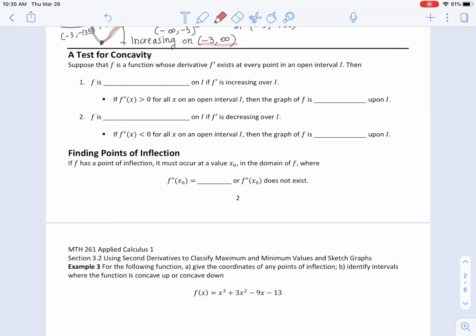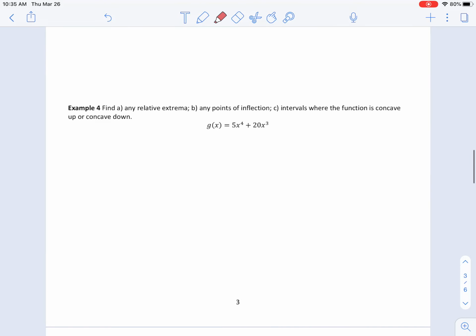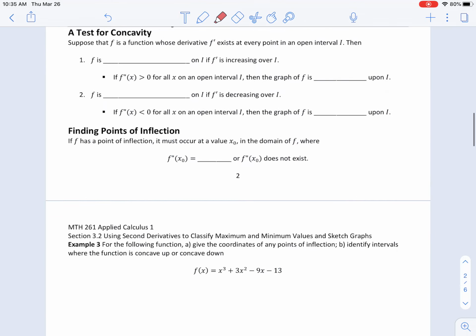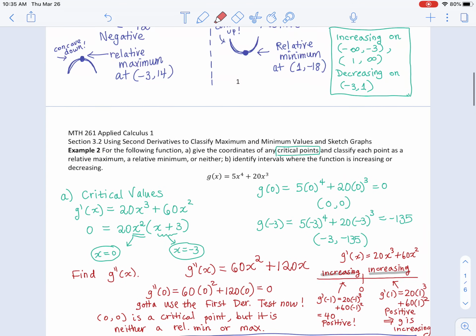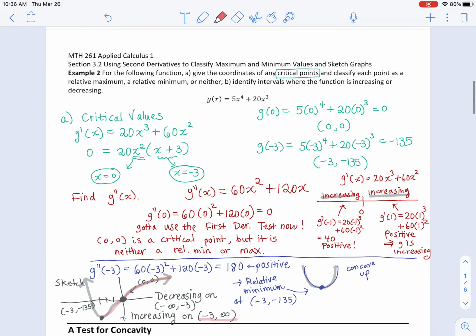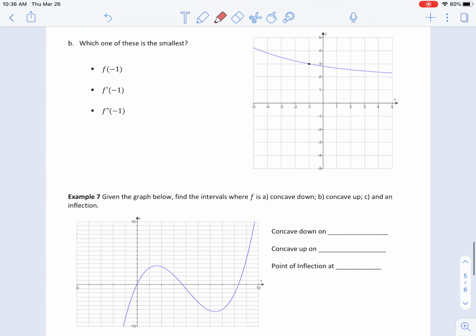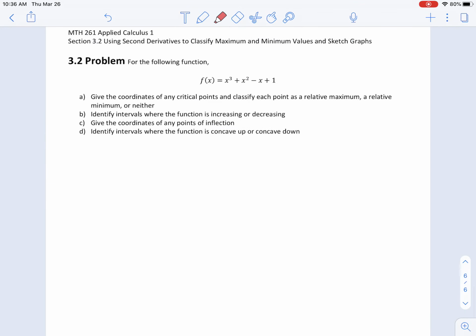In this video, we will talk about concavity and finding points of inflection, and that's going to be examples 3 and 4. We did examples 1 and 2 in our first video: finding critical values, using the second derivative test to identify whether it's a relative minimum or maximum, and using those to find the increasing or decreasing intervals. Examples 1, 2, 3, and 4 together will help you solve your classwork problem for the day, 3.2, listed down here.